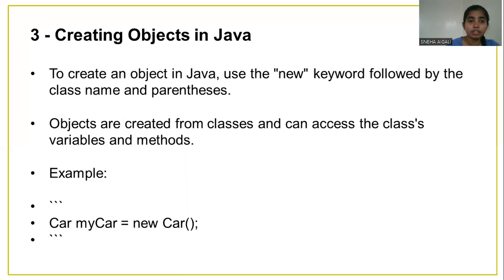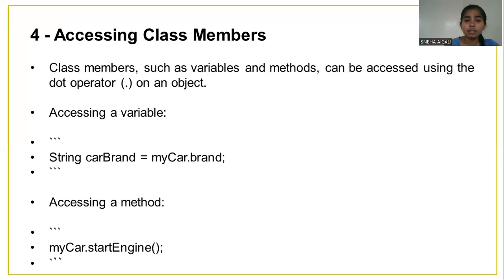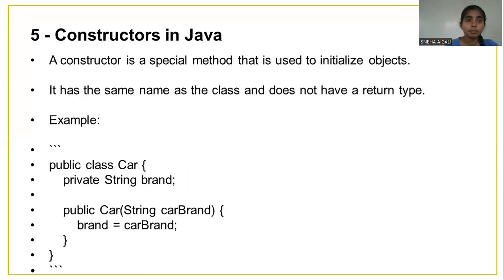That is, in the previous example, we have declared or created an object called myCar, and the variable brand, which is there in the car class, is accessed using a dot operator. Now accessing a method, that is myCar.startEngine(). Here startEngine is a method which is accessed using a dot operator on an object called myCar.